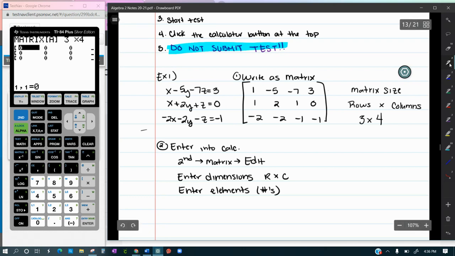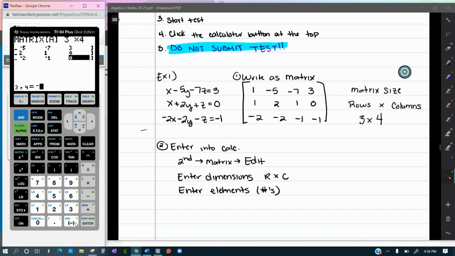So we're going to start in this top left-hand corner, and we're going to enter in this way, and then the second row, and then the third row. So we're going to press 1, enter, -5, enter, -7, enter, 3, and then it knocks you down to the second row. So now start row 2. 1, 2, 1, 0, and third row, -2, -2, -1, and -1. Enter. Okay. Now you have entered the matrix into the calculator.